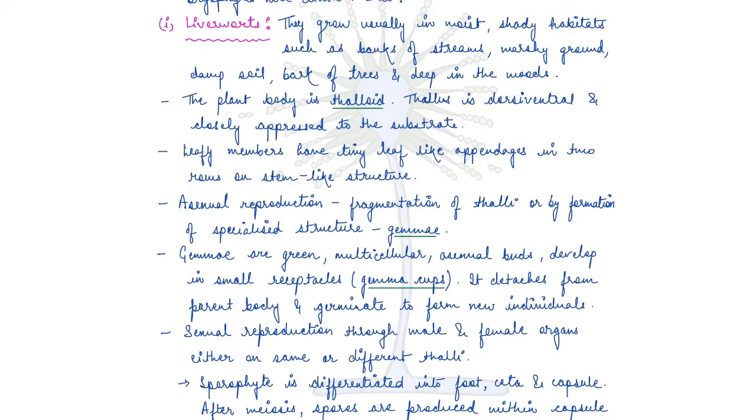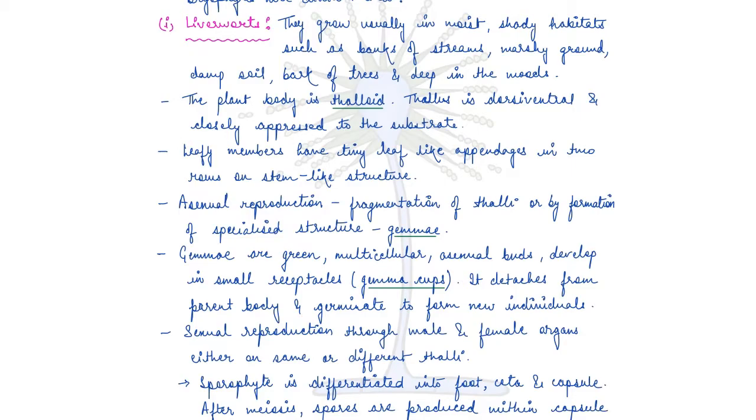Now we'll study different types of reproduction in liverworts. Asexual reproduction is through fragmentation of the thallus. The plural is thalli basically. So it is through fragmentation of thalli or formation of specialized structures which are known as gemmae. What are these gemmae? These gemmae are green multicellular asexual buds, and they develop in small receptacles which are known as gemma cups. These detach from the parent body and germinate to form new individuals.